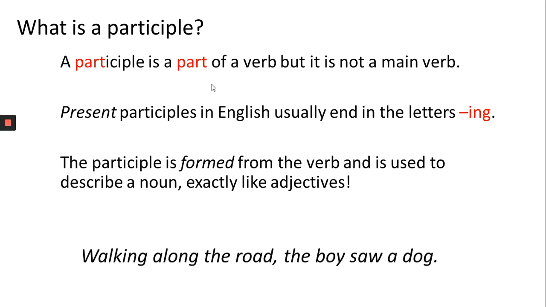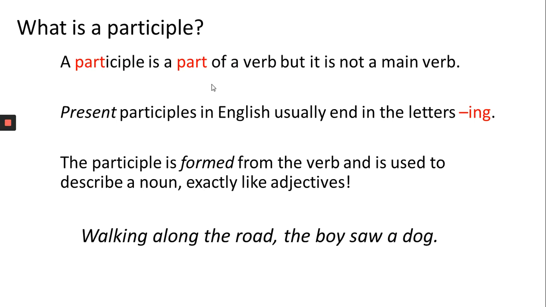Let's take a look at one more sentence in English to make sure we've got this. Walking along the road, the boy saw a dog. Where are my action words? Which one is the main verb, and which one is my participle? Saw is my main verb. Walking is the participle. It's describing the boy. It ends in ing.